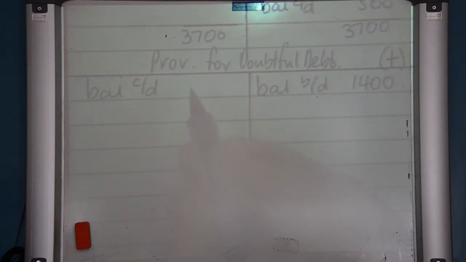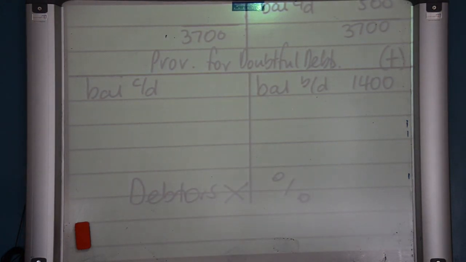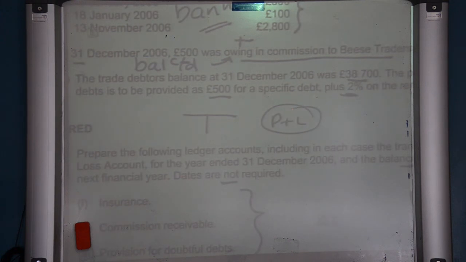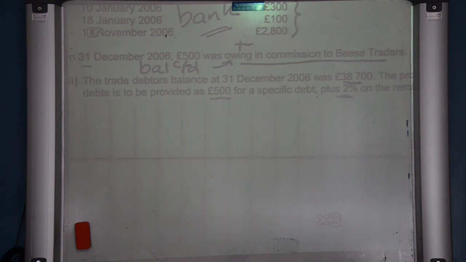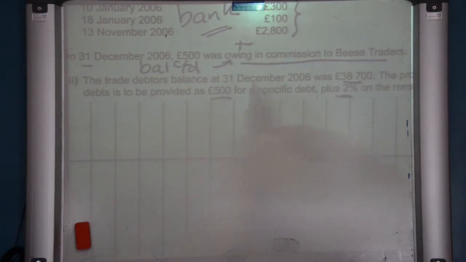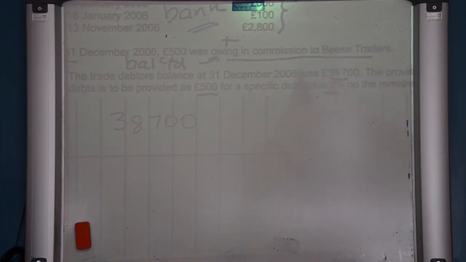Well, we know that when we work out our provision for doubtful debts, we need to know what our debtors were, and we need to multiply it by the percentage that they gave us in the exam question. Okay, so let's go back to the exam question. Let's have a real close look at the information they gave us for our provision for doubtful debts. If you have a look here, it's given me the trade debtors, or the debtors balance, the people that owe me money, at the end of the year was £38,700.